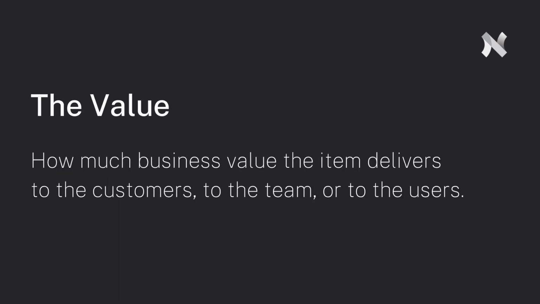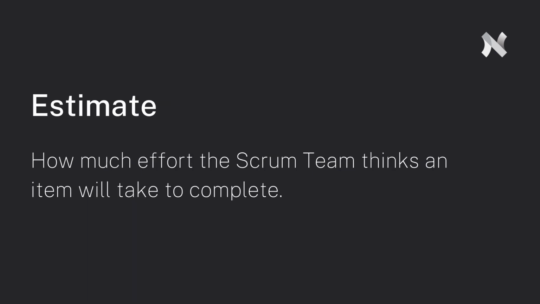First, there's the item description. The item description is exactly what it sounds like. It describes an item. When you're writing an item description, it's a good idea to be really clear when adding product backlog items, so the details are encouraged. Next up, we have the value field. This is the field that tells us how much business value the item delivers to the customers, to the team, or to the users.